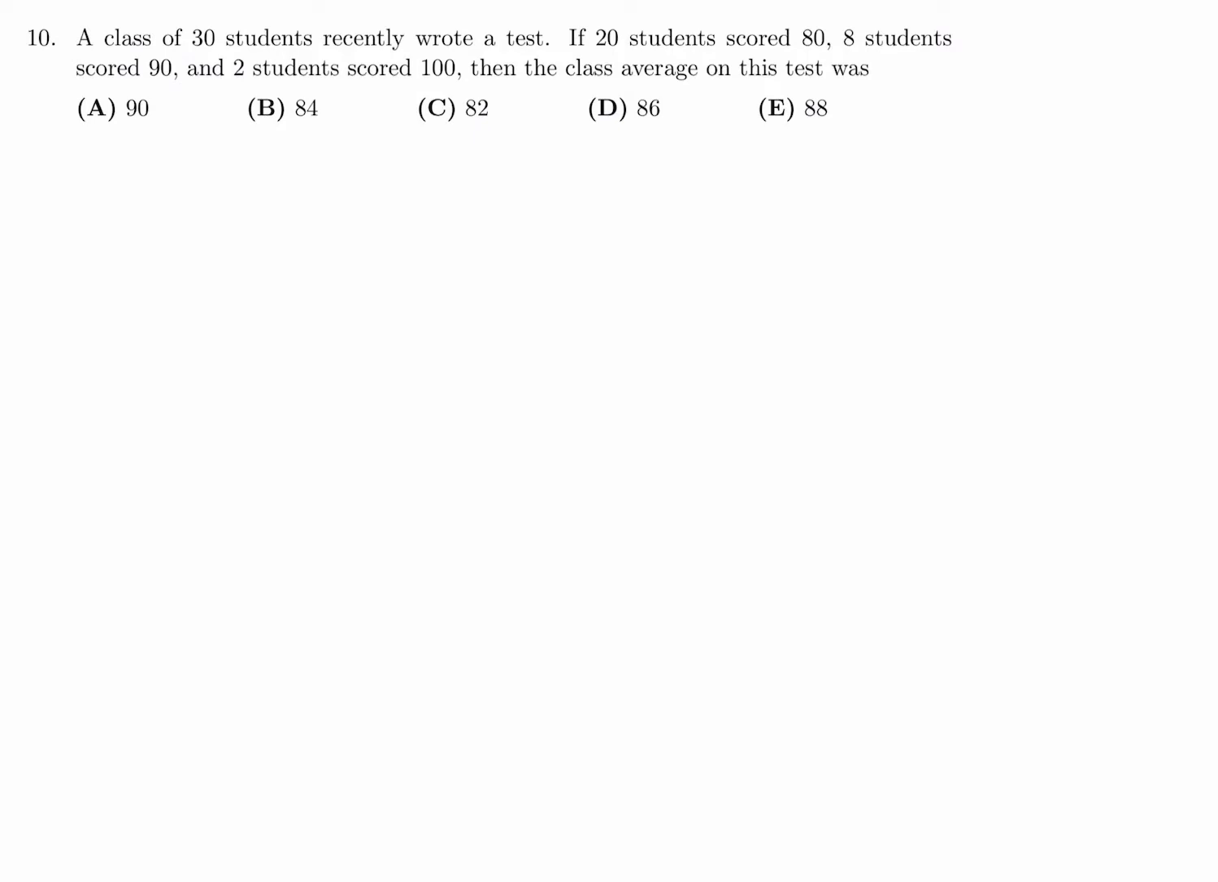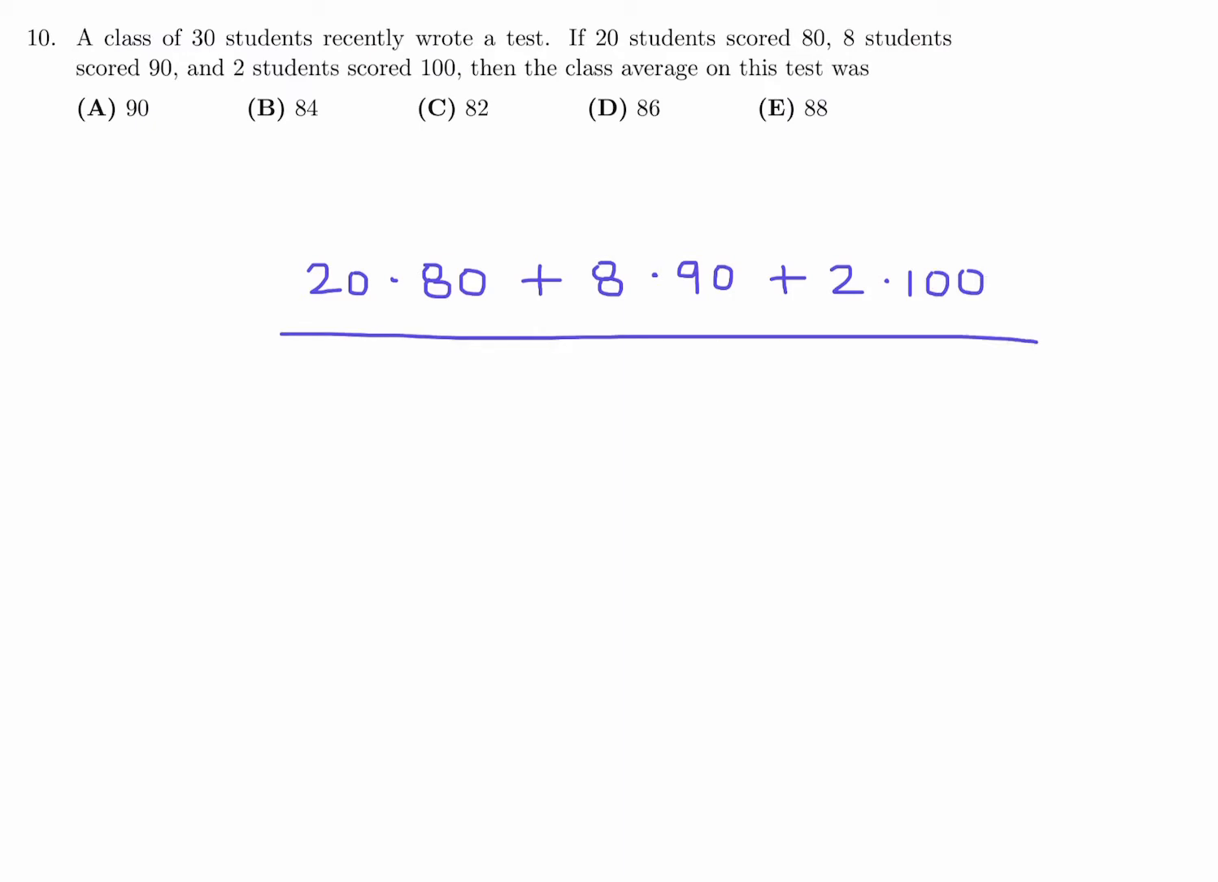A class of 30 students recently wrote a test. If 20 students scored 80, 8 students scored 90, and 2 students scored 100, then the class average on this test was. All right, 20 times 80 plus 8 students times 90 plus 2 students times 100, all divided by the number of students, which is 30.